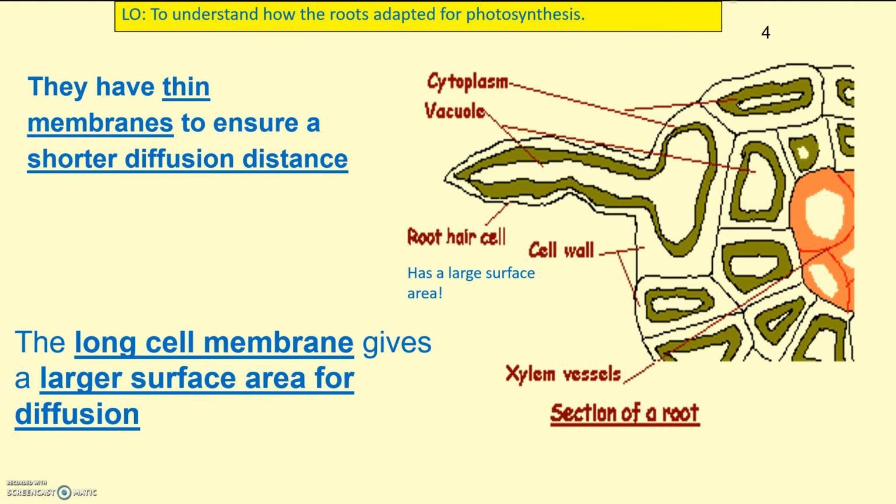Can you think why there's no chloroplast, Year 7? That's correct. Because they're found underground, there is no light for photosynthesis. So therefore, there would be no need for chloroplasts.